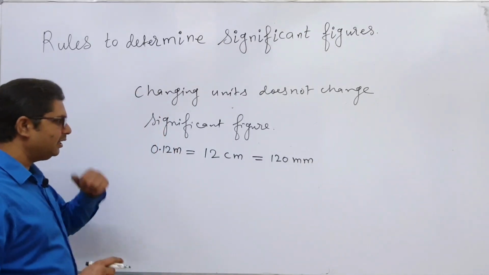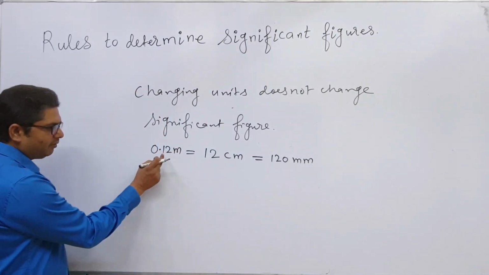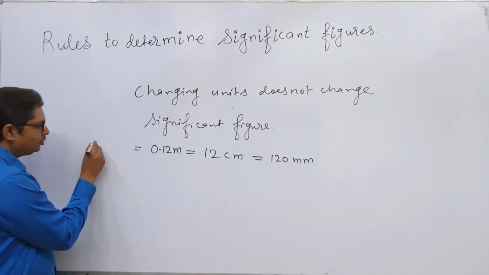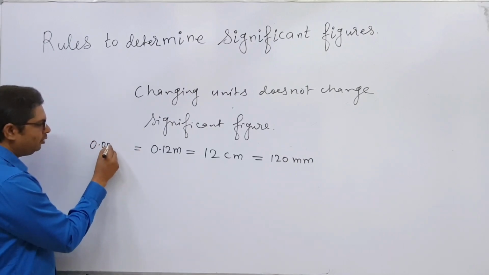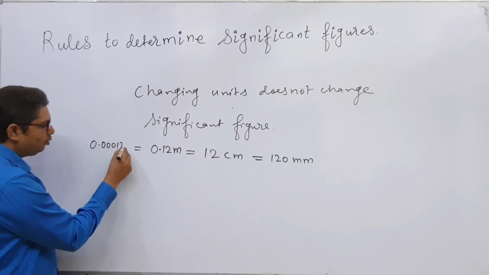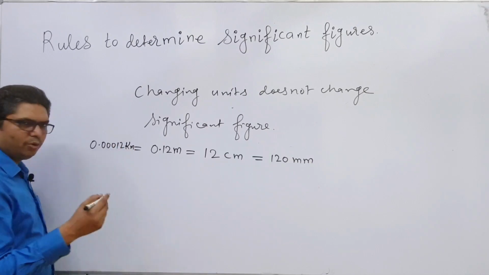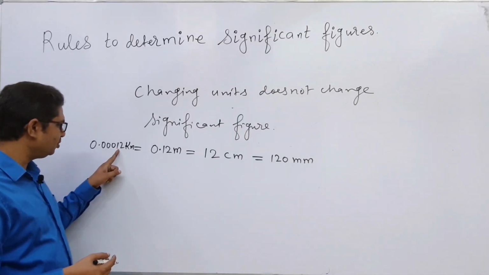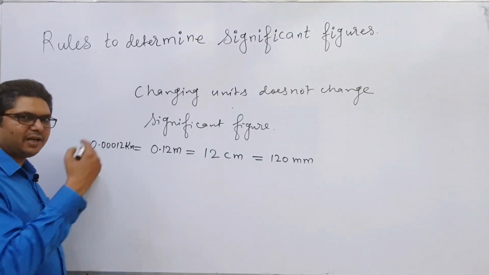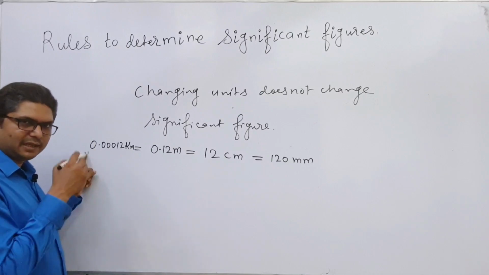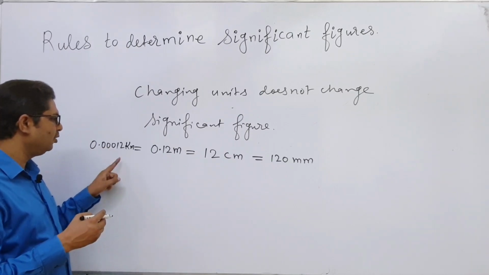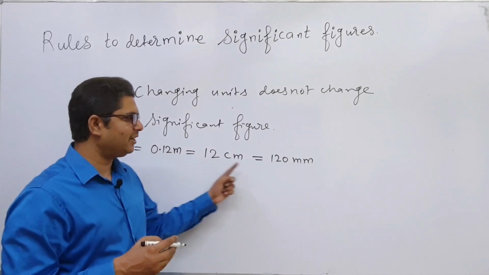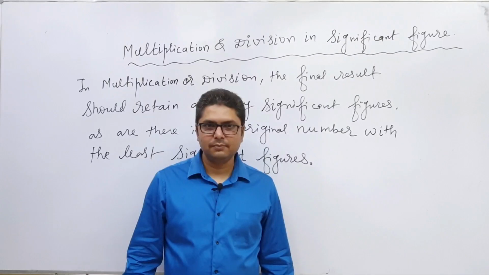Suppose you want to convert it in kilometer, then you have to divide 0.12 by 1000, so you have 0.00012 kilometer. Now you know that the zeros to the left of a non-zero digit and to the right of a decimal point, when the number is less than 1, are not significant. So it has only 2 significant figures, 2 significant, 2 significant and 2 significant.